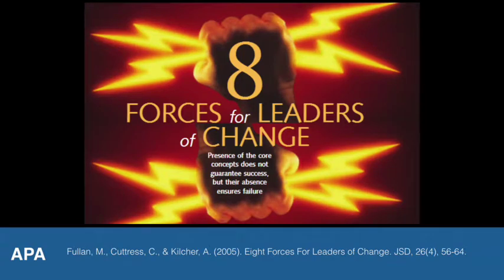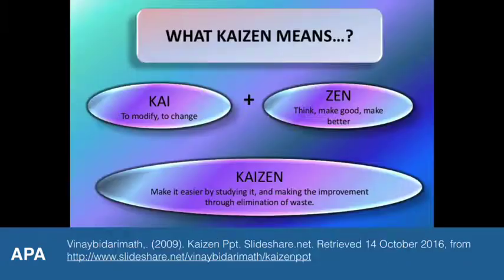Fullan, Cuttress and Kilcher in 2005 explain that knowing is insufficient. Only knowing by doing, reflecting and redoing will move us forward. So the initial basic direction and planning will be done by the e-learning team, and then this will be discussed and refined by the staff. This approach of constantly refining and reflecting also backs up the principles of using Kaizen.